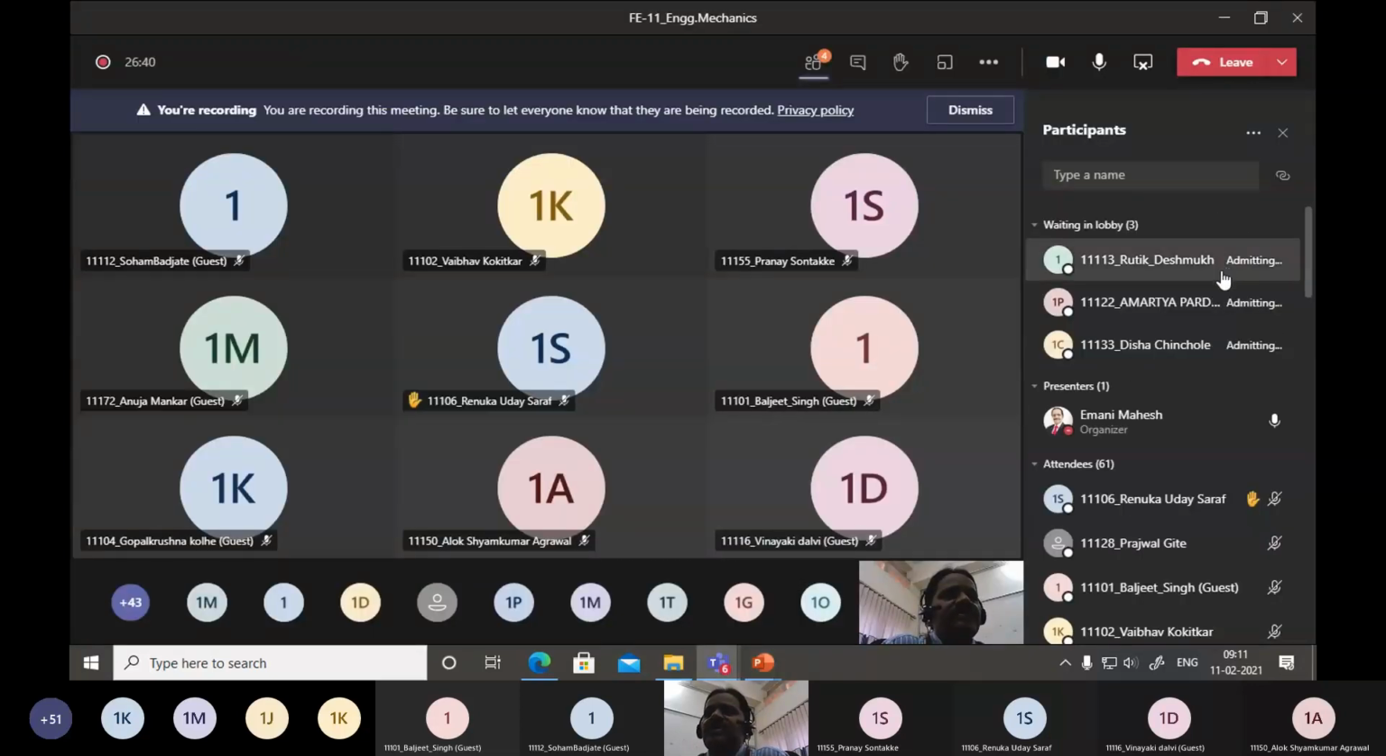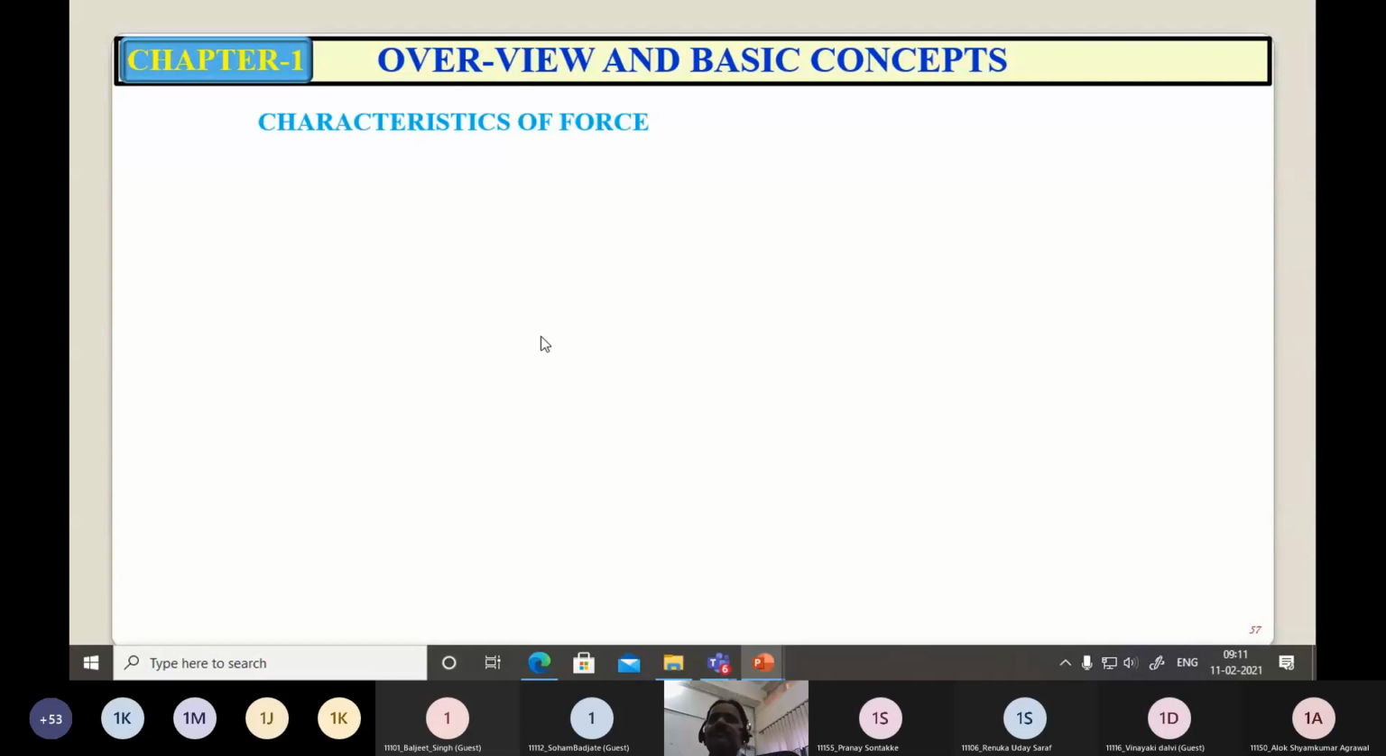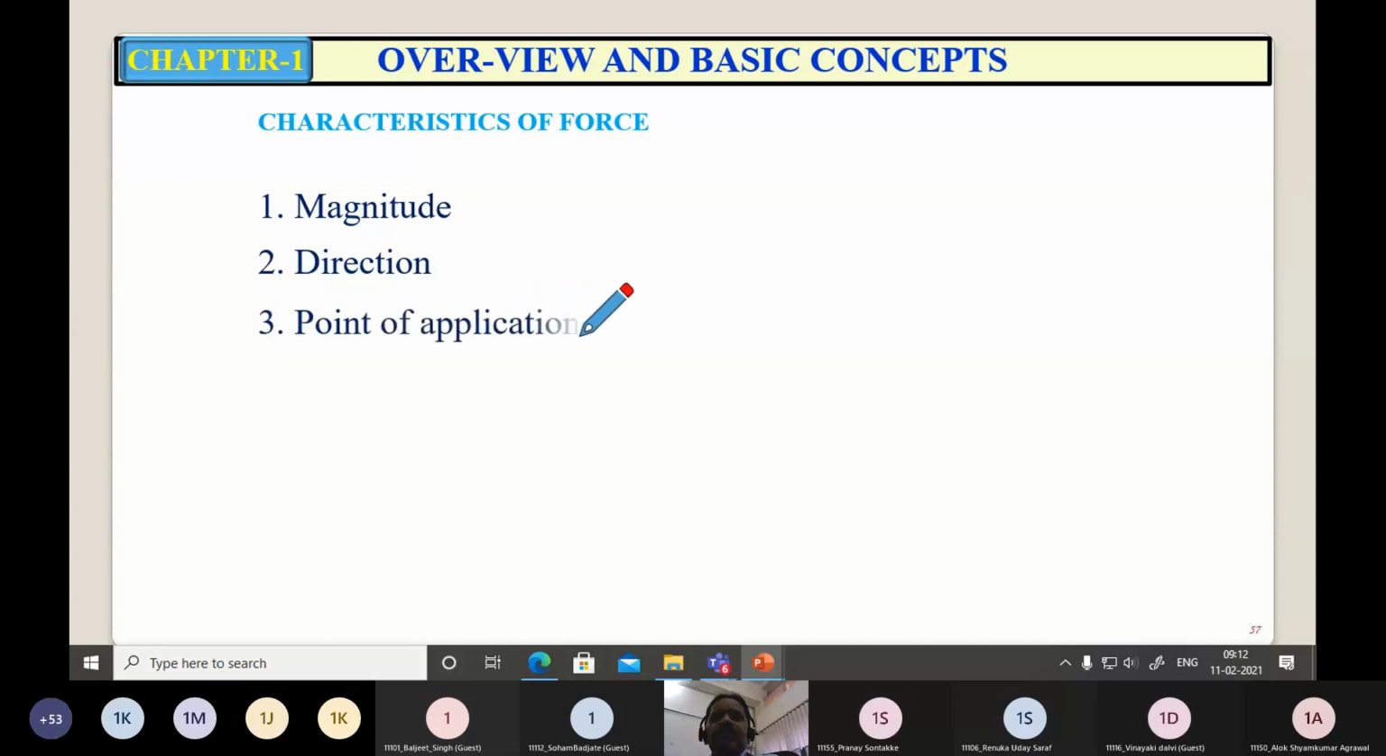These characteristics are also known as specifications of a force. So in order to define a force completely, you must know its magnitude, direction of force, point of application of force, and the sense. Sense of force means whether the force is acting away from the point of application, whether it is trying to pull the body, or whether it is acting towards the point of application. That means it is tending to push the body. The pull or push is nothing but the sense of the force.